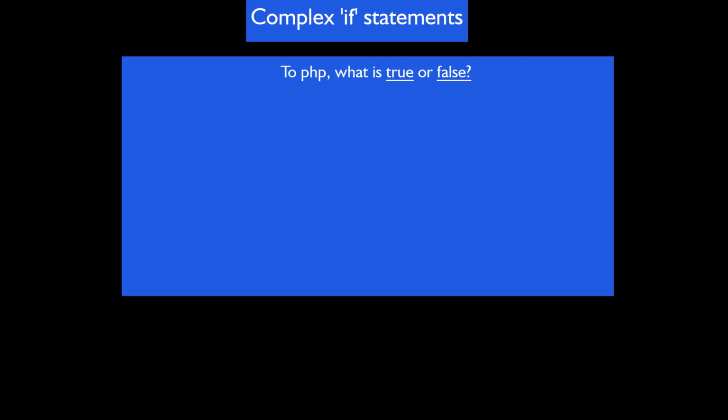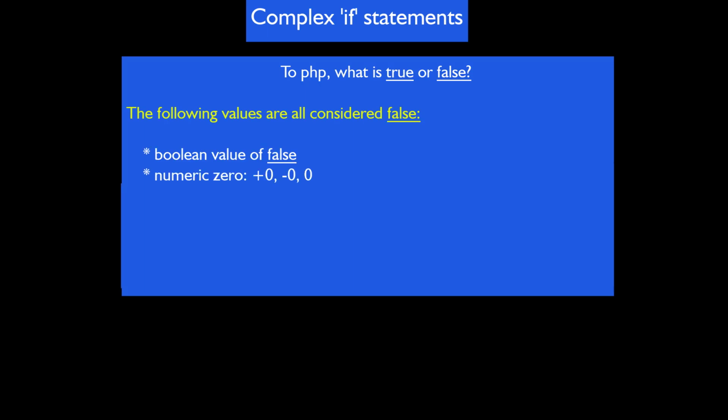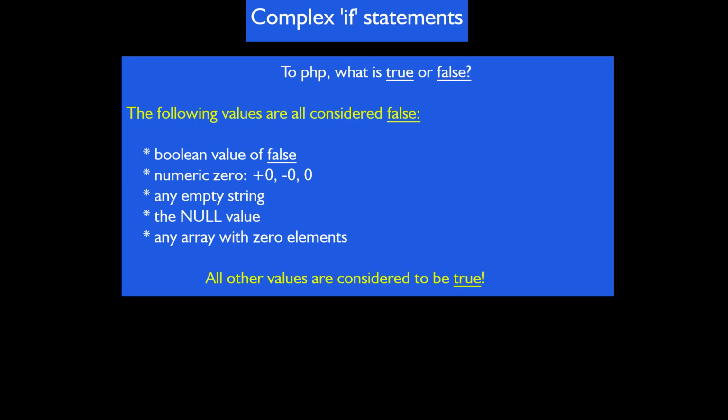As a reminder, when values are examined by PHP, PHP determines if they have a logical value of true or false. The following values are considered false: the Boolean term false, numeric 0, whether positive or negative or unsigned, any empty string, the null value, an array with 0 elements. All other values are considered true. Especially note that -1 is considered true, which differs from some other languages.